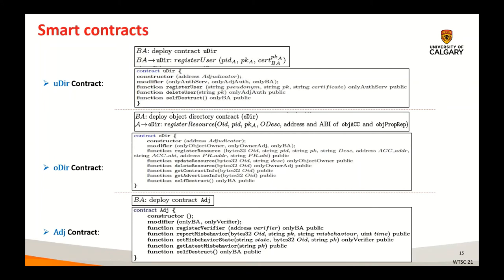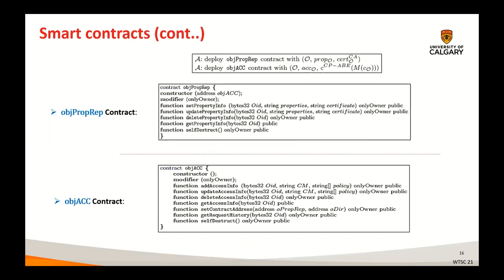Now, the adjudicator contract allows resource requesters to report any misbehaviors, which is then verified by the verifiers. Now, the resource owner deploys 2 contracts, the object property repository contract and the object access control contract. The object property repository contract holds the ID, which is the object ID, and properties of the shareable object.